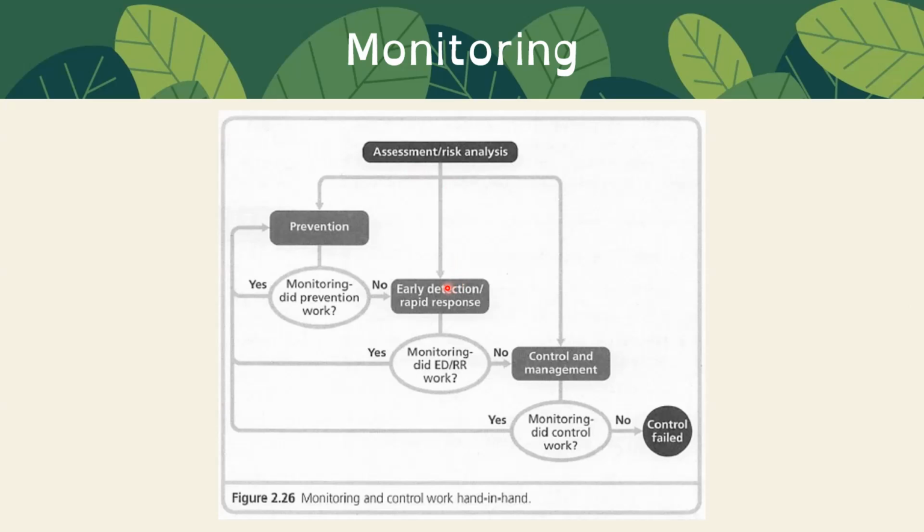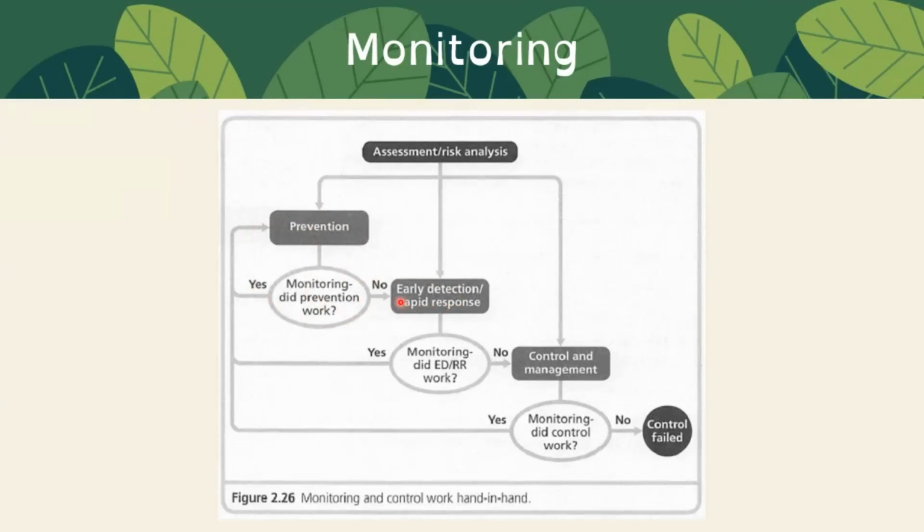Then if there is any early detection, a rapid response plan is put in place in order to deal with it quickly. If there isn't any problem, then prevention happens first, so that hopefully nothing will happen. And from there, did the prevention work? If yes, then they continue to prevent. If it didn't work, then it goes to early detection and rapid response.